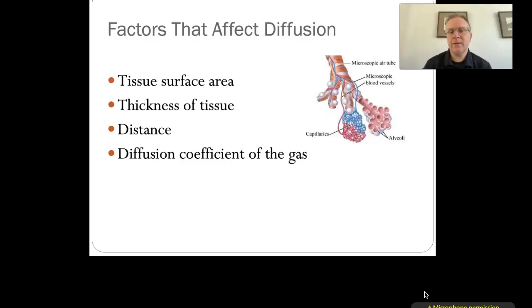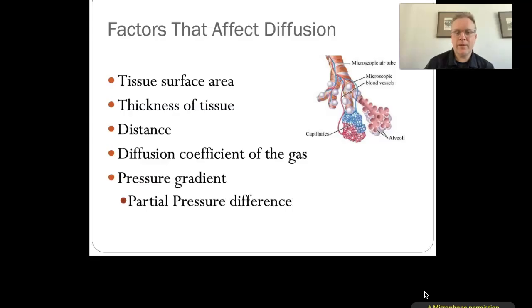Diffusion coefficient of the gas, so once again CO2 and O2 each have a diffusion coefficient. And then also pressure gradient and partial pressure differences. We're going to see some differences in regards to that as well, and we're going to talk about that in regards to altitude. So in the last video that I have, we'll talk about altitude and the impact that partial pressure of oxygen will have as we increase our overall altitude and how that impacts performance.